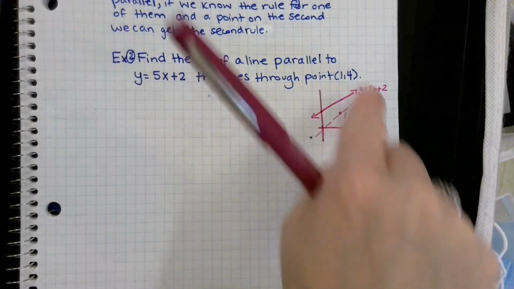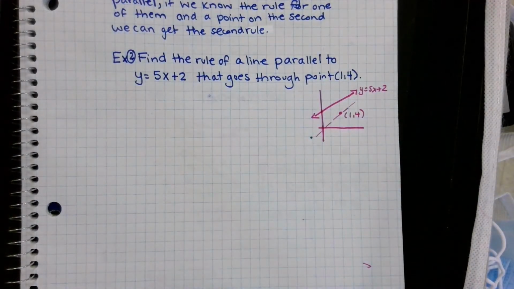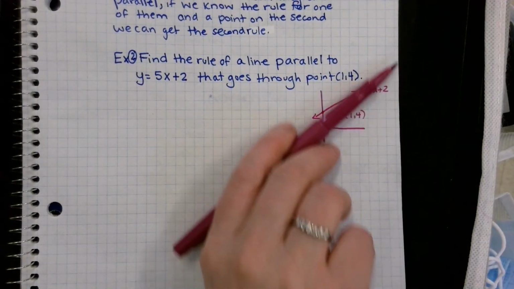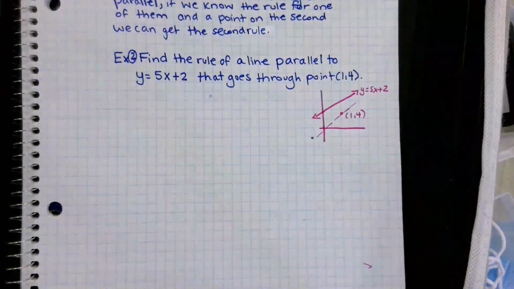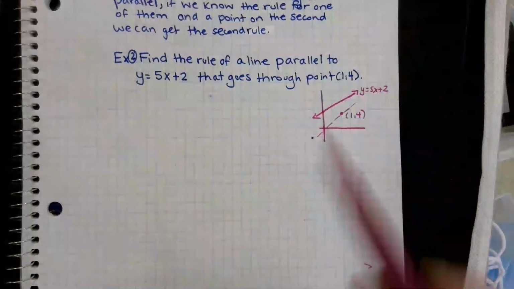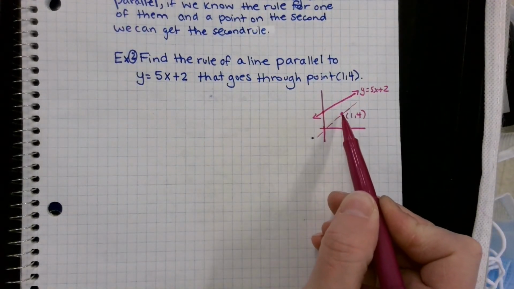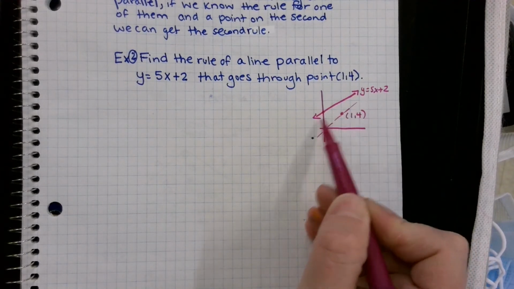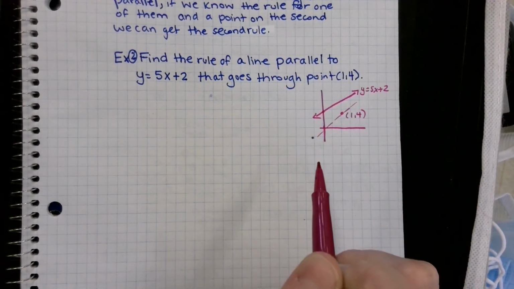Okay, so they're not just looking for any parallel line. Those would be more straight. I didn't use a ruler, sorry. But you get the idea that they're not looking for just any parallel line, because then you can just basically make up any B that you want. They're looking for a specific one that goes through that point. So they're looking for the rule of that line that goes through it that's parallel.